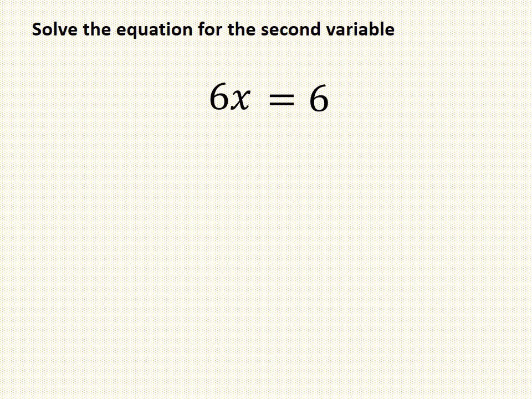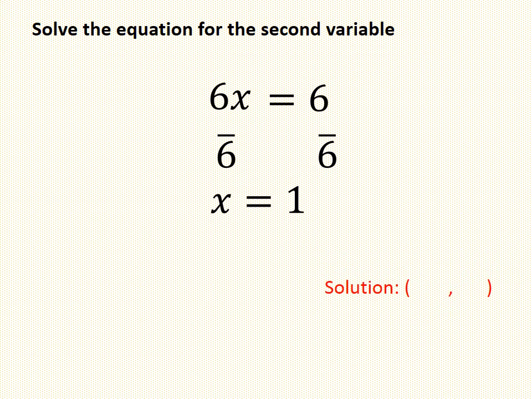Now we solve the equation for the second variable by dividing both sides by 6, which makes us end up with x equals 1, and 1 is going to be the x coordinate of the solution for this system.